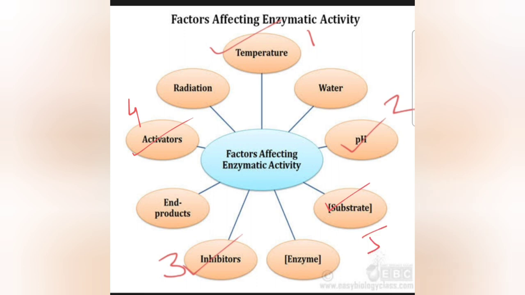Point number 5 is substrate concentration. So the rate of an enzyme catalyzed reaction increases with increasing substrate concentration up to a certain point, when an increase of substrate concentration produces no significant change in the reaction rate.